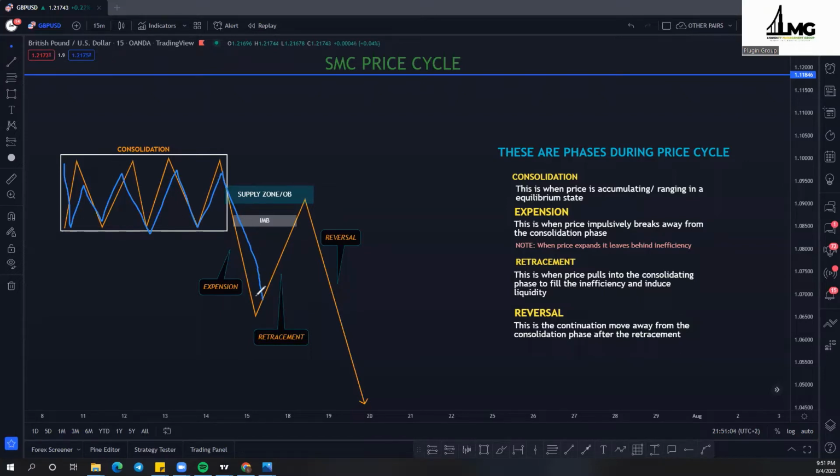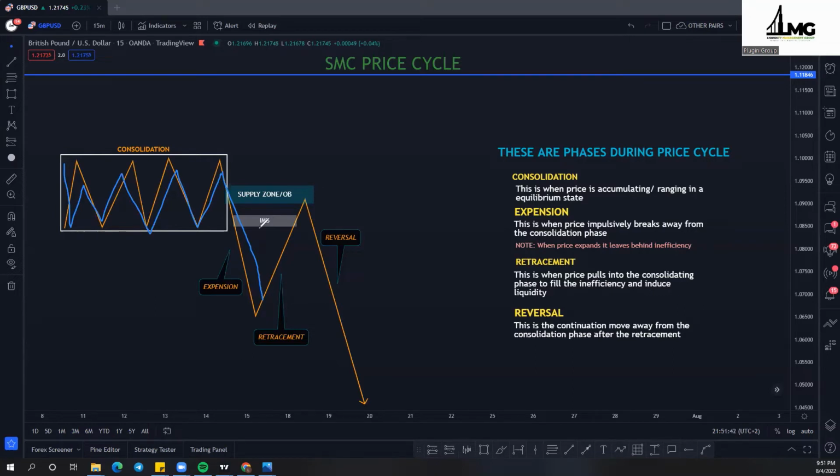So as price is expanding, what happens is that it tends to leave an imbalance, an inefficiency, right? So as it stated here, this is when price impulsively breaks away from the consolidation phase. Note, when price expands, it leaves behind inefficiency. And this inefficiency is symbolized by IMB, which stands for imbalance, right? So when price leaves an imbalance, which is something like a gap, like most people call it a fair value gap, right? It's like a fair value gap, but basically it's a gap that causes the difference between the buyers and sellers.